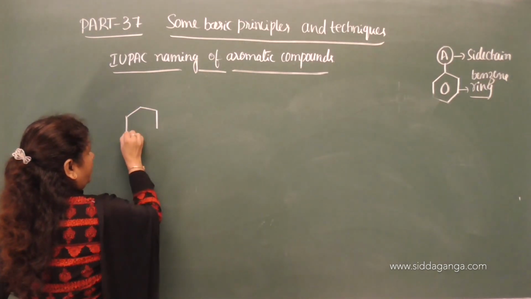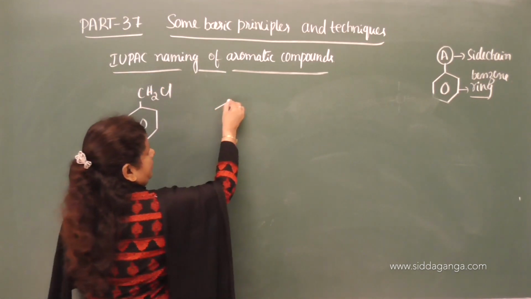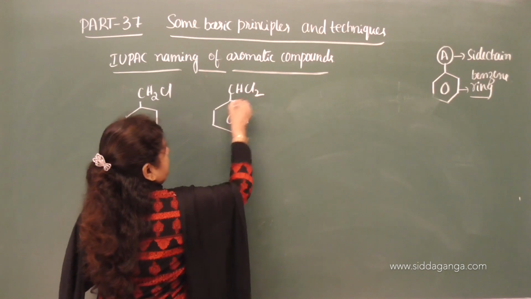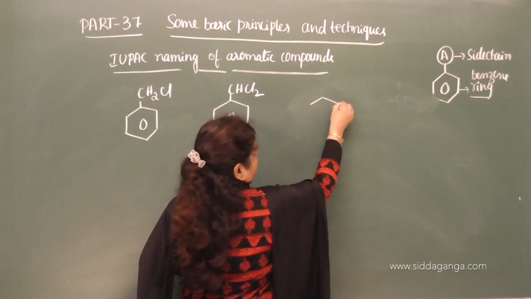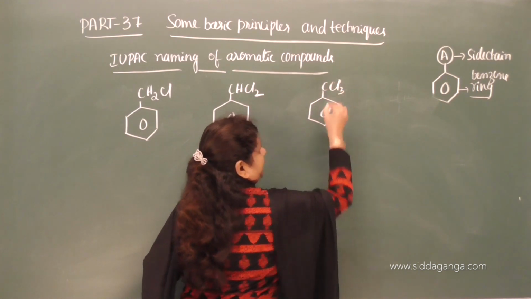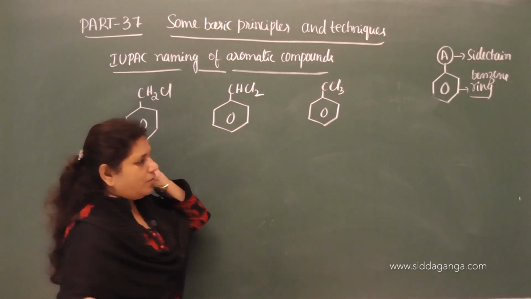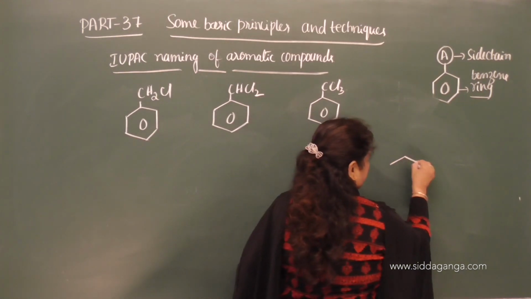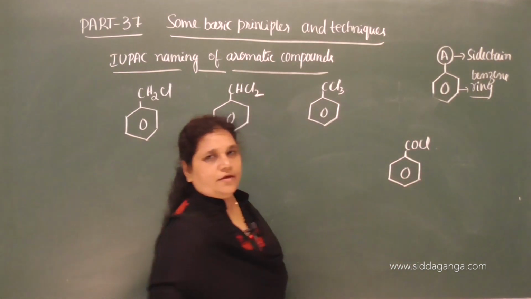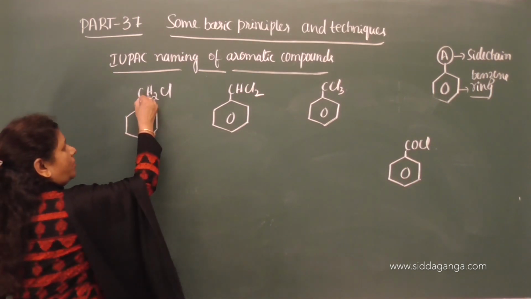Consider the compound CH2Cl, second one CHCl2, third one CCl3. So, these are the compounds here. And one more I want to give, that is COCl.